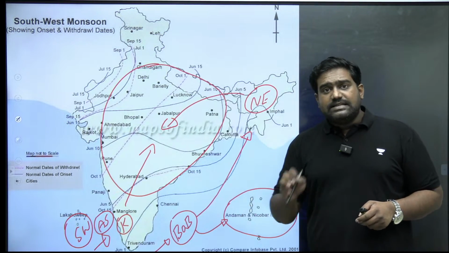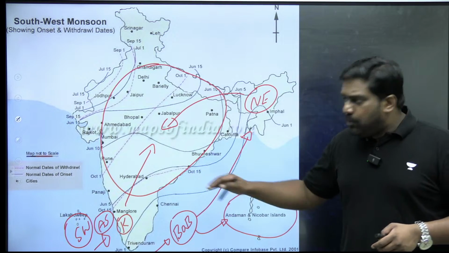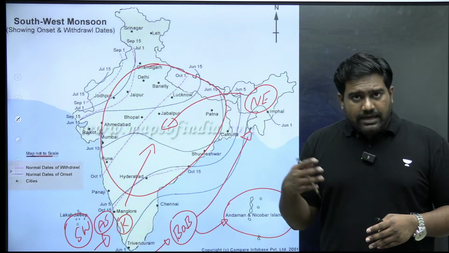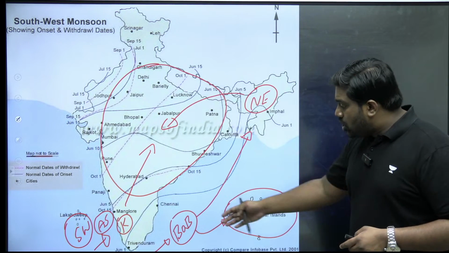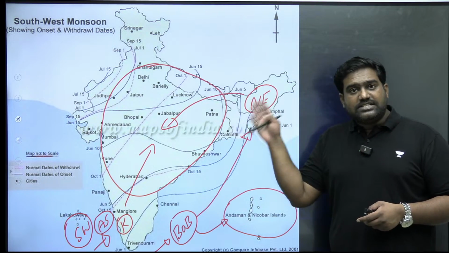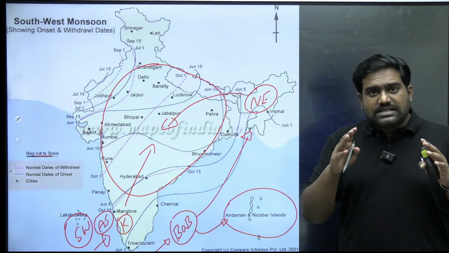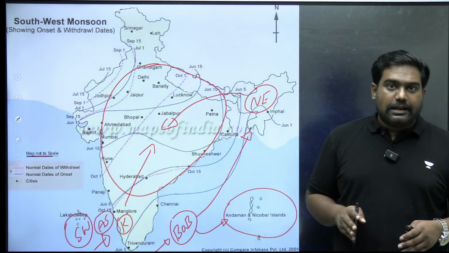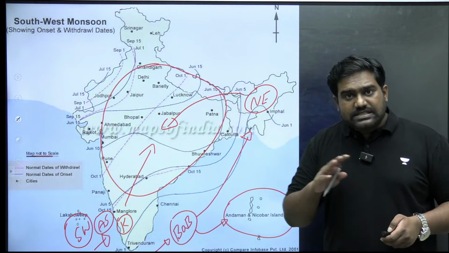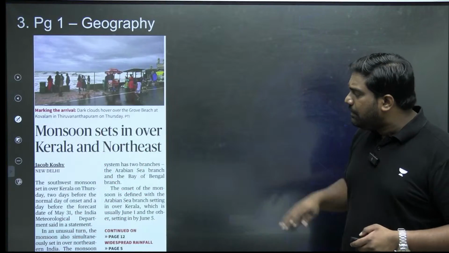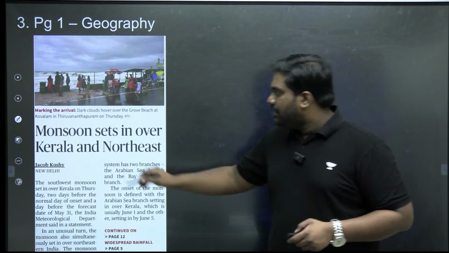But sometimes there is a rare occurrence where both the branches arrive at the same time. And that is what we have witnessed. Not just at Andaman, the Bay of Bengal branch has arrived in the northeast. It has made an onset in the northeast on the same day when the Arabian Sea branch made the onset in Kerala. Now, this is not the first time it's happening. There have been previous occurrences as well, but it is a rare occurrence.